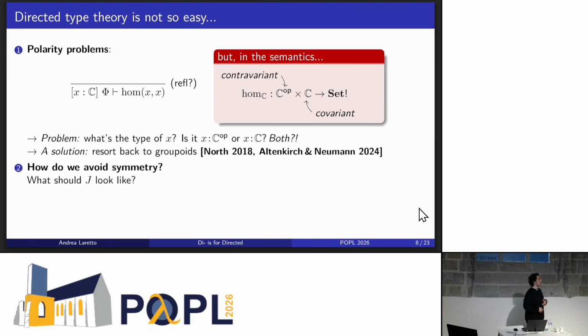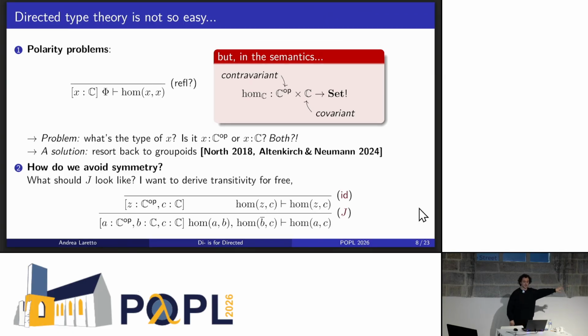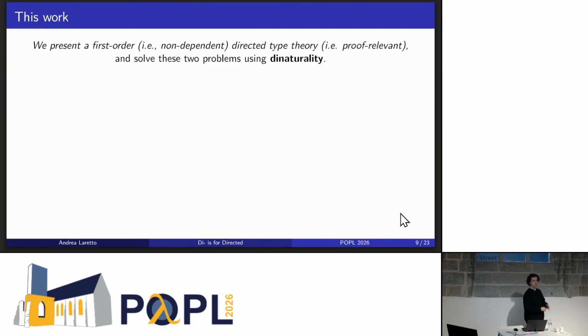The other problem is that how do you avoid symmetry in the rule for J, for equality elimination? What kind of syntactic restriction should you put? Because I kind of want to be able to derive transitivity, for example, for free. So I want to do something like this, right? But at the same time, I don't want to derive symmetry, right? So how do I change J? And actually, you can see that the same problem with polarity appears here. You have this B that appears both on the right and on the left of a hom, right? So that's a bit weird. In this work, we present a first order, so it's non-dependent, directed type theory, and it's a type theory because it's proof relevant.